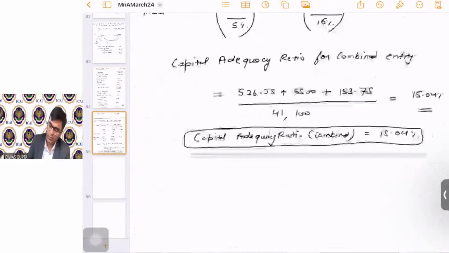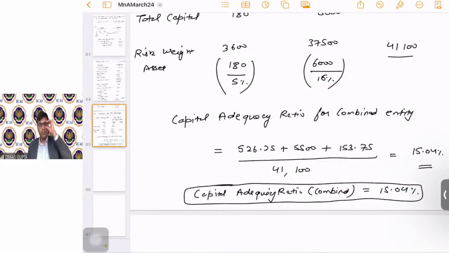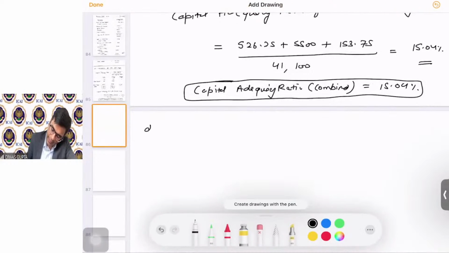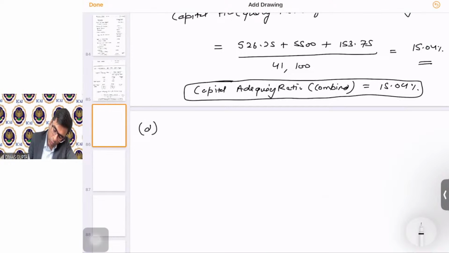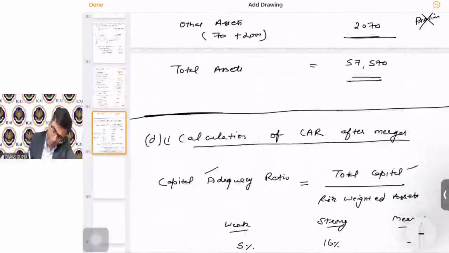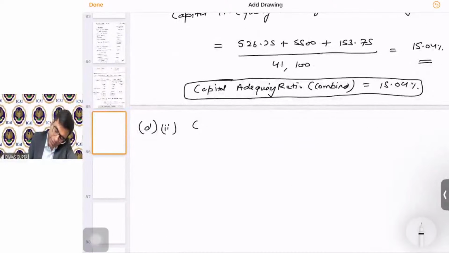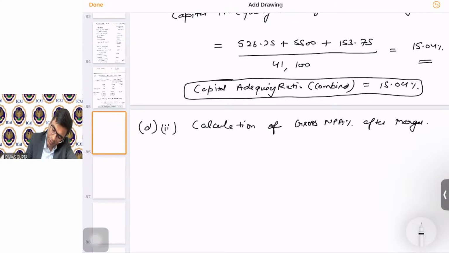I think the last requirement of the question left is to calculate the gross NPA at the combined entity or the combined bank level, students. So D again, but subpart 2, and I can mention this as D subpart 1. Okay. So calculation of gross NPA percentage after merger.